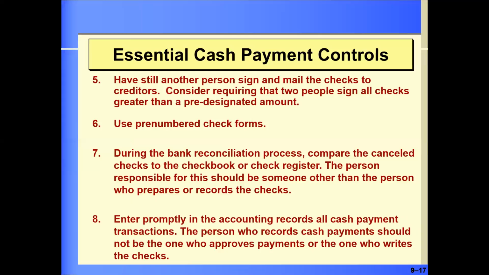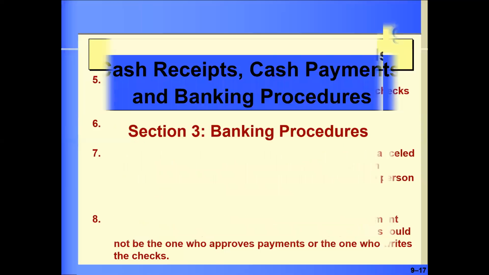Okay. Then number 8, enter promptly into all accounting records all cash payment transactions. The person who records cash payments should not be the one who approves payments or the one who writes checks. I think we got all that taken care of now.